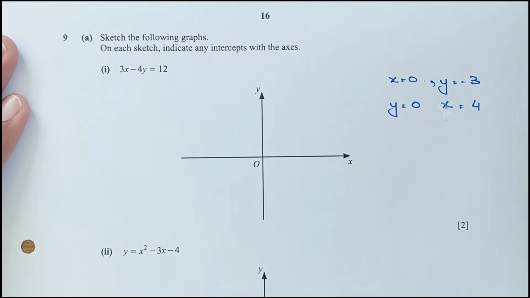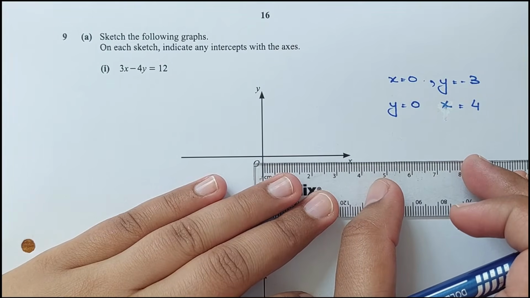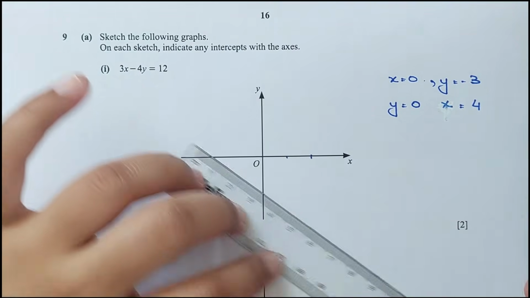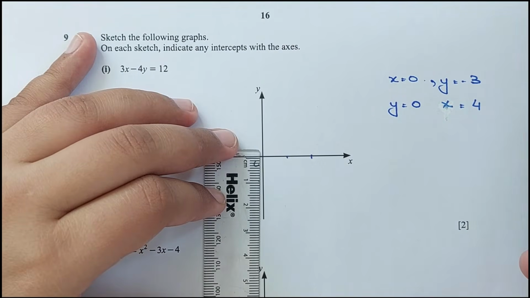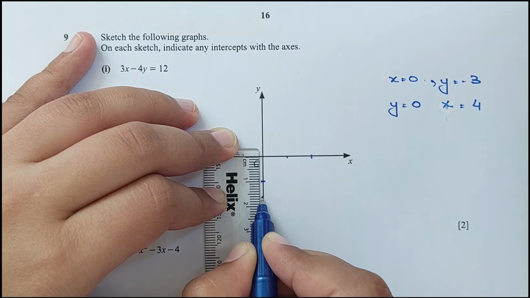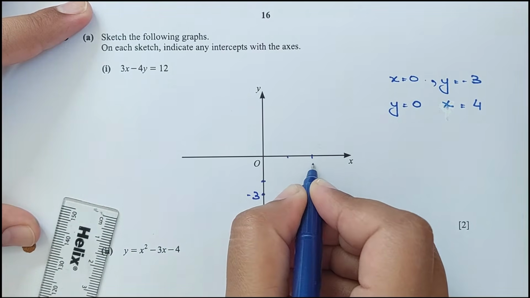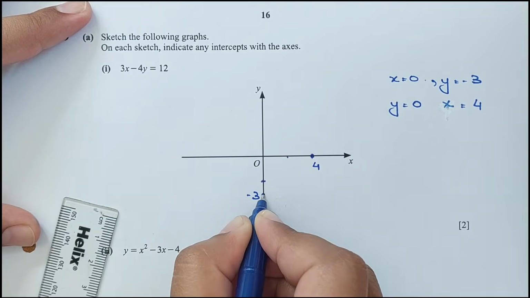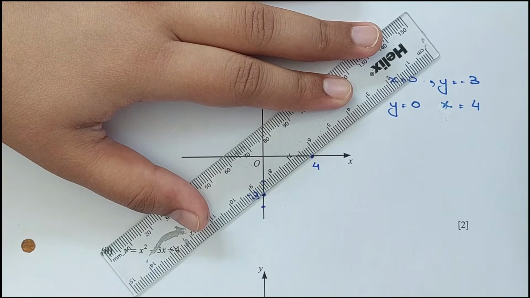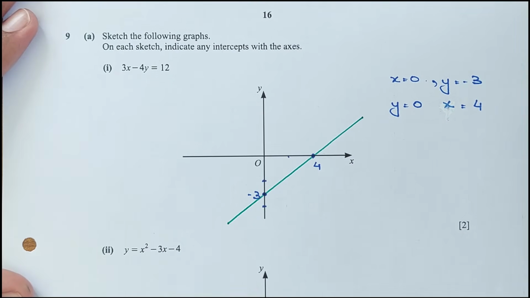Let me sketch this graph. X is equals to 4 and y is negative 3. Okay, so this is 2, this would be 4, and y is negative 3 downward. This is 2, this is 4, and 3 is in the middle. Okay, this is minus 3 and this is 4. Let me connect them. Right, this is a graph for the first linear function.